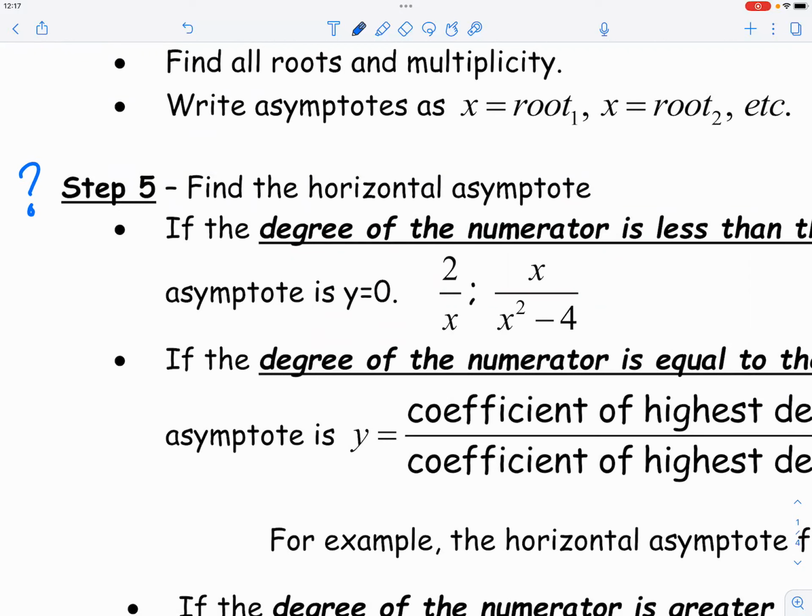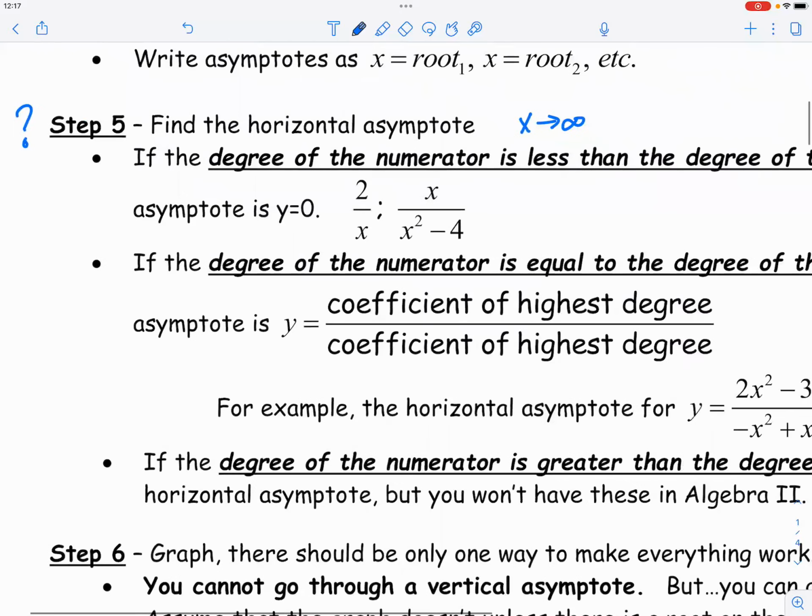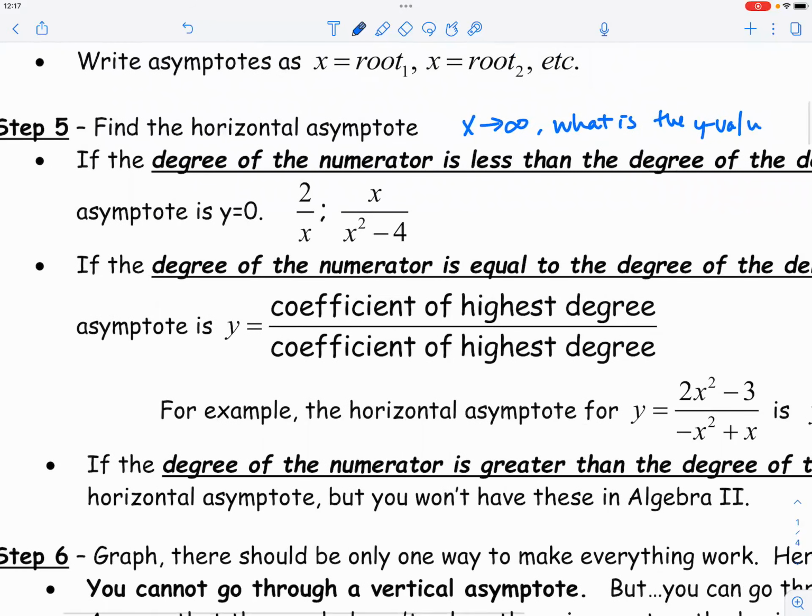And I said it before, that if you don't understand what asymptote means, if you don't understand the definition of vertical and the horizontal asymptote, then you are just going to memorize it, and this would be miserable. Horizontal asymptote, it's about when x becomes infinitely large. And then we ask the question, what is the y value when x becomes infinitely large?